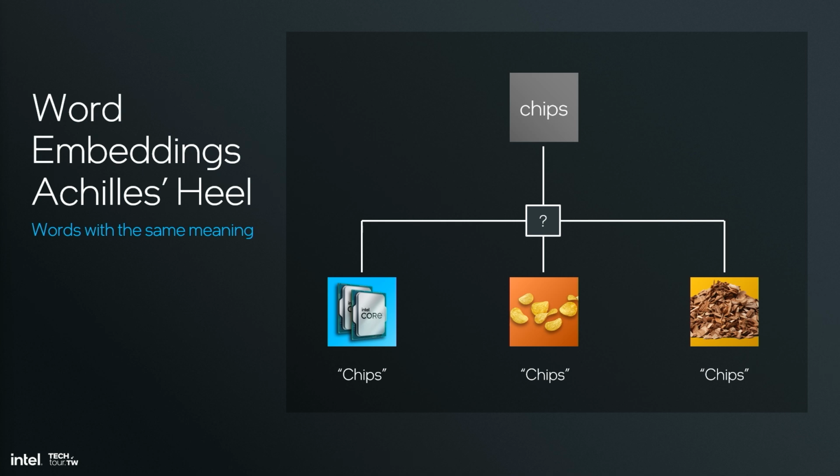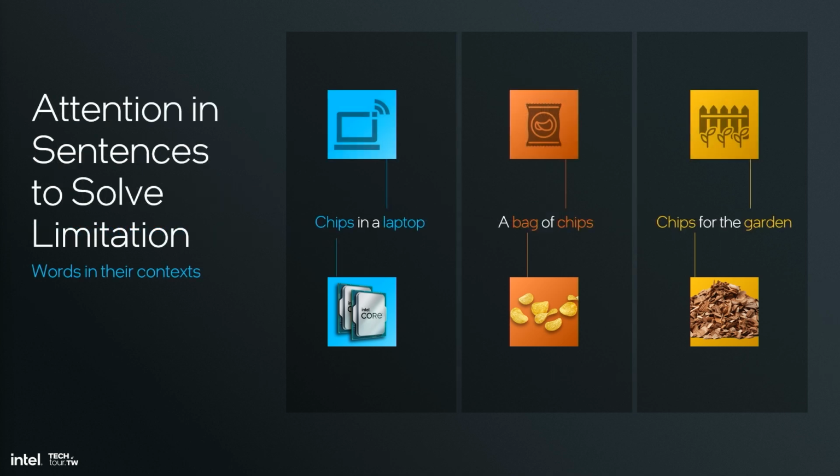You need context. So if you have a sentence like chips in a laptop, you as a human know what kind of chip we're talking about. If you think about a bag of chips, you know, hey, that's a chip of something. It's not a computer chip, it may be a potato chip. And similarly, if you see chips next to garden, it probably means something related to wood. All right, so now we know context is important to understand an embedding.